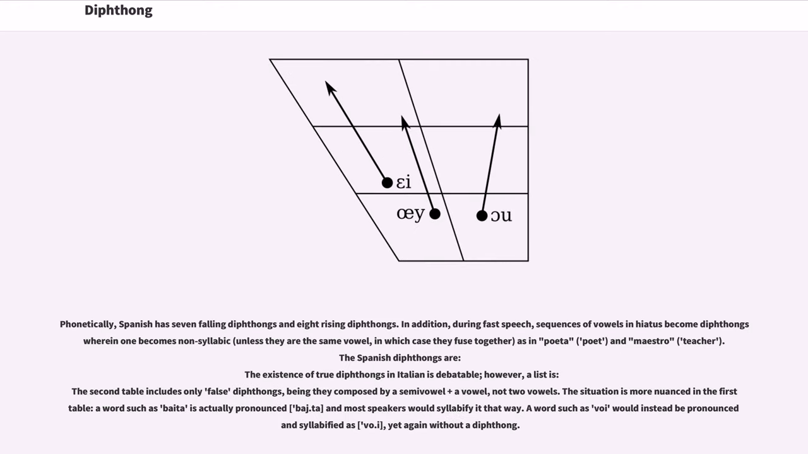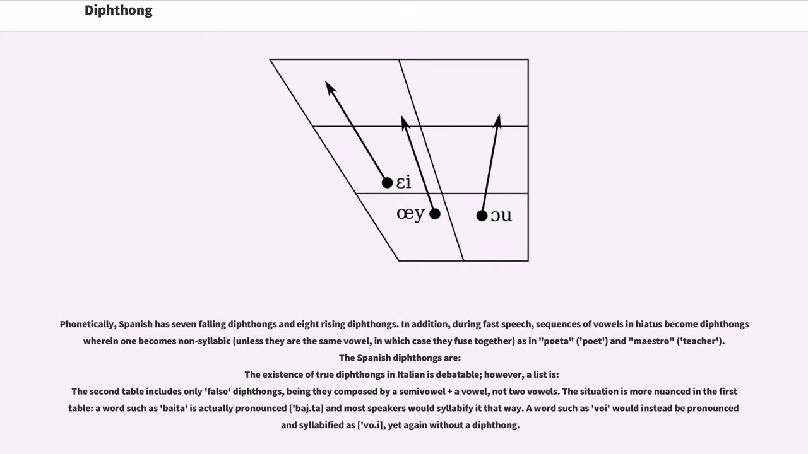Phonetically, Spanish has 7 falling diphthongs and 8 rising diphthongs. In addition, during fast speech, sequences of vowels in hiatus become diphthongs wherein one becomes non-syllabic, as in poeta and maestro. The existence of true diphthongs in Italian is debatable. However, a list is in the second table, which includes only false diphthongs, being composed of a semi-vowel plus a vowel, not 2 vowels.